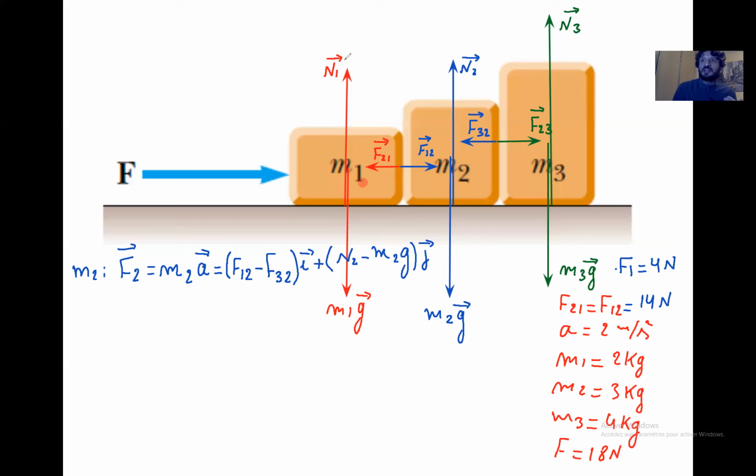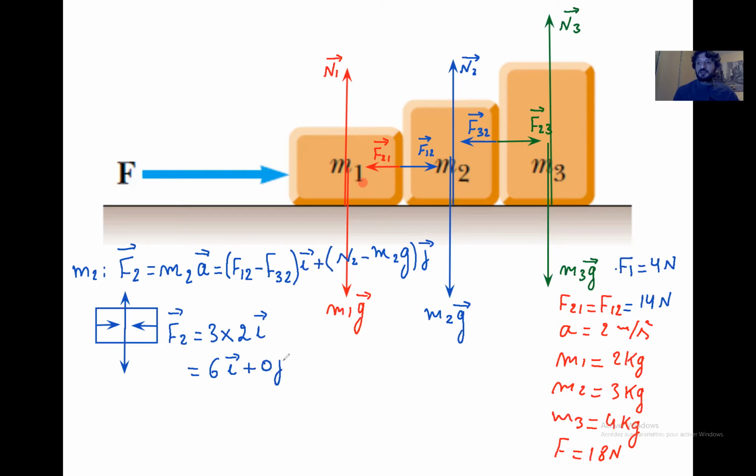Now, I want to calculate the total F. Let me draw M2 here. Here we have F32, here we have F12, here we have Mg, and we have N. These are the forces exerted on M2. We can find F2 directly equals M2 times A in the positive direction. We can say 3 times 2i, so we have 6i. We don't have a motion. The total F must be in the i direction. We don't have j.